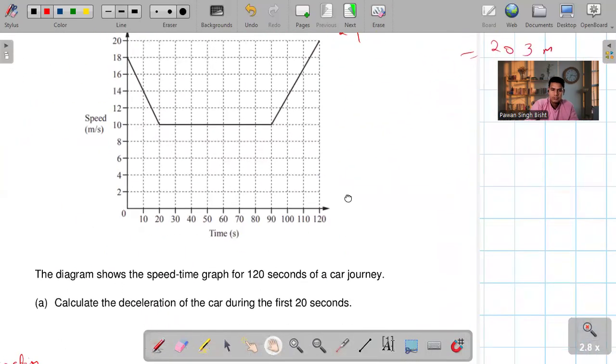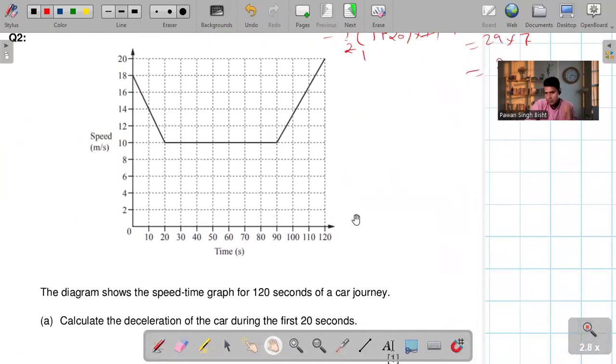This is again another distance-time graph given for 120 seconds of a car journey. Calculate the deceleration of the car during the first 20 seconds. Now, what is deceleration? Deceleration is basically negative acceleration. When the speed is decreasing with time, we call it negative acceleration.